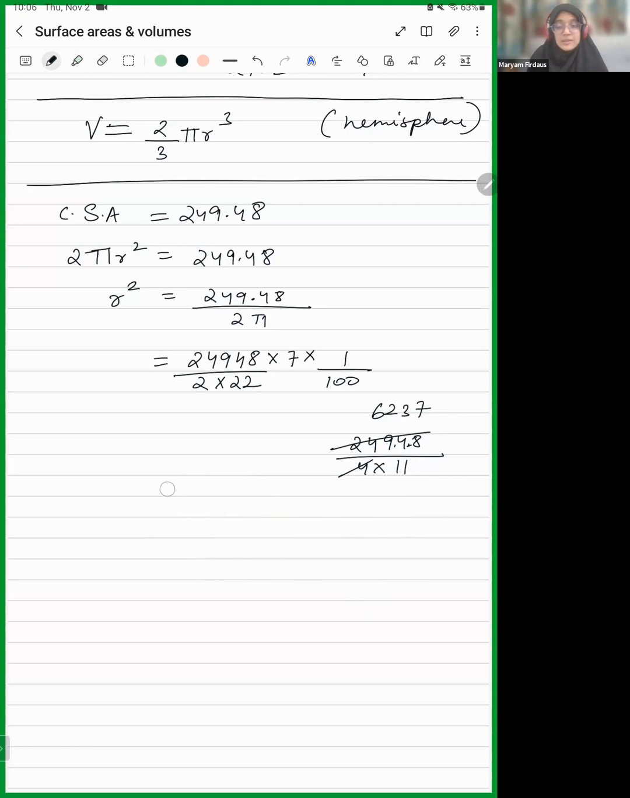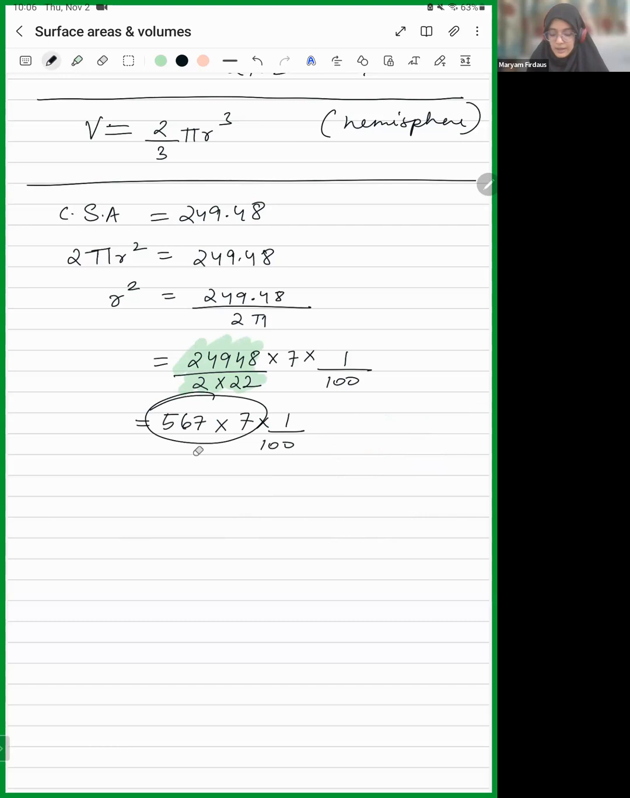So 6237, when I divide it by 11, I get 567. So this portion gave me 567. Now I am still left with 7 and 1 over 100. Now I am not going to multiply 567 and 7. I am going to prime factorize.